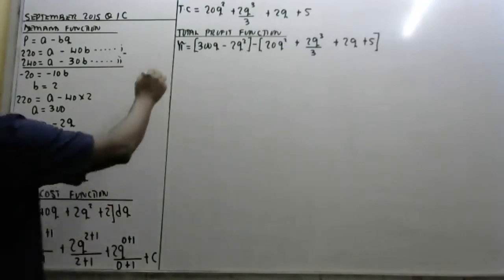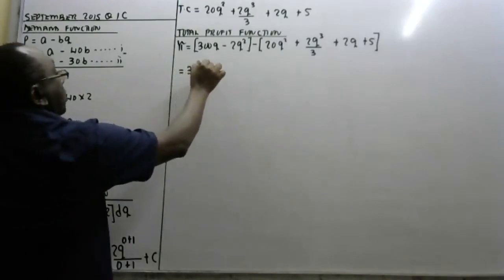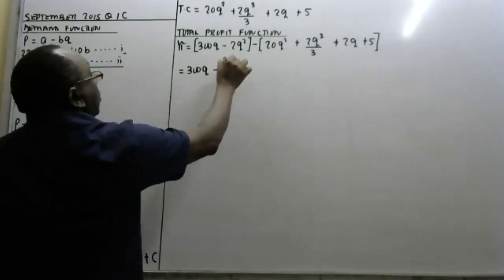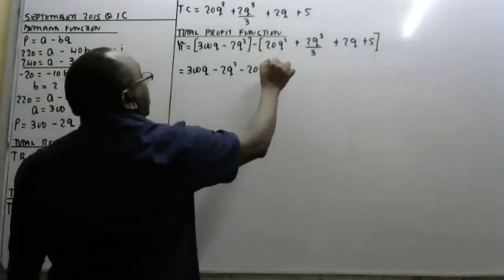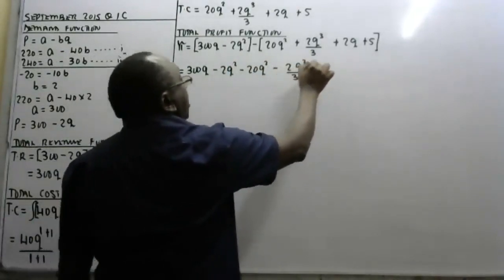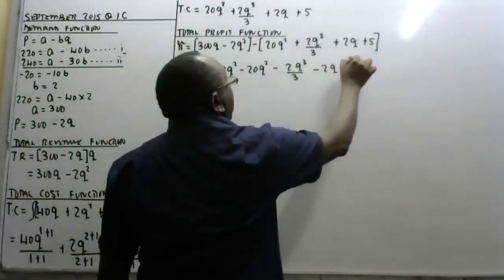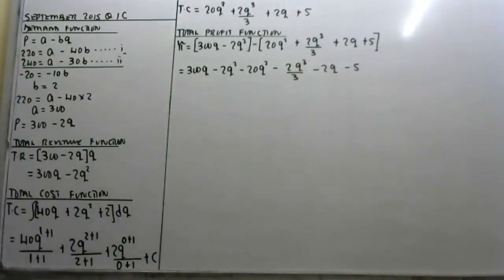Open the brackets so that you get 300Q minus 2Q squared minus 20Q squared minus 2Q cubed out of 3 minus 2Q minus 5. When you open the brackets, and after doing that, put like items together.